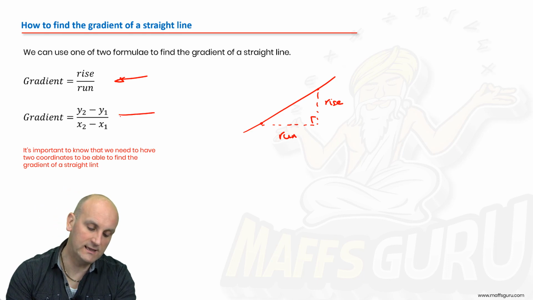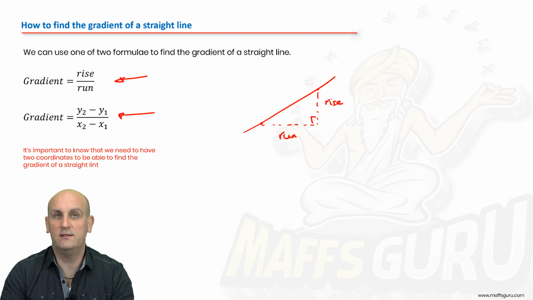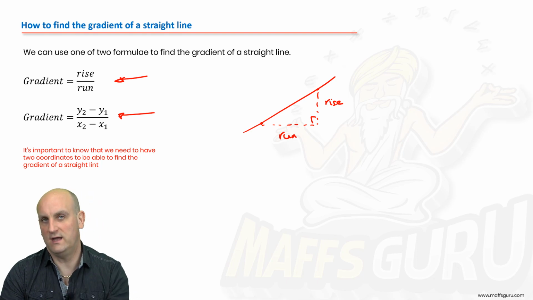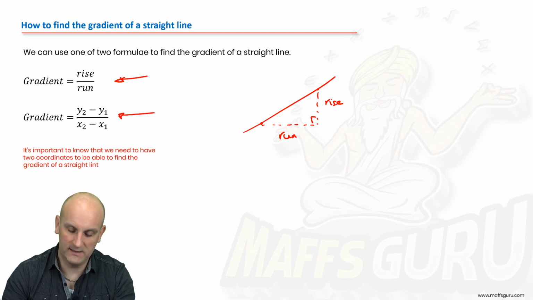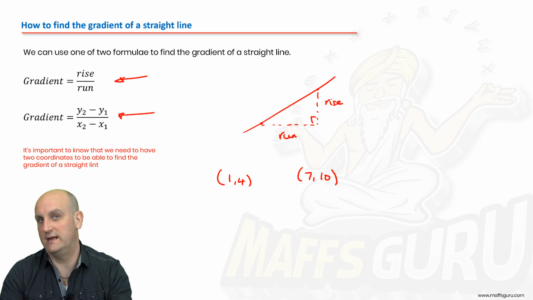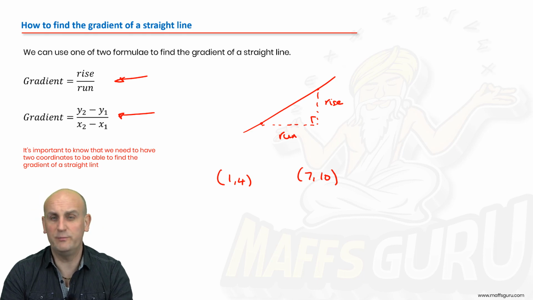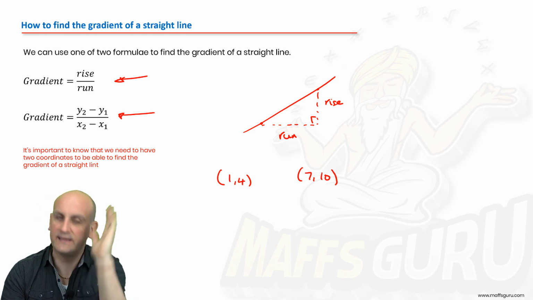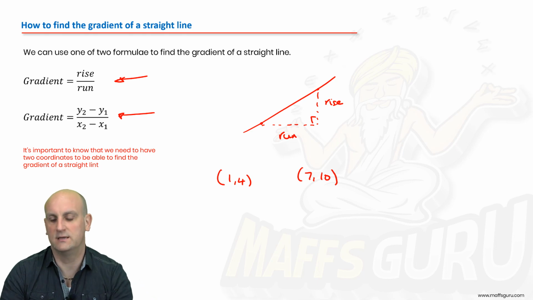I think this way here is truly funky. The idea that y2 minus y1 over x2 minus x1. Now, what does that mean? If we look at gradients, let's say (1, 4) and (7, 10). There are 2 points there. And I can use those 2 points. I could plot them on a graph. I could count how many squares up and count how many squares I go across.